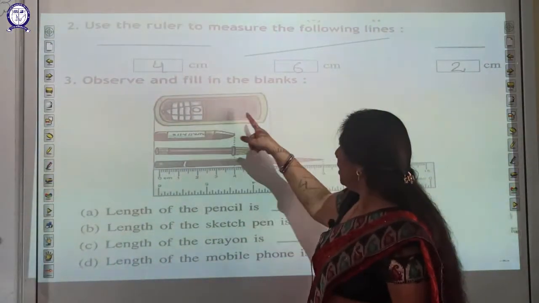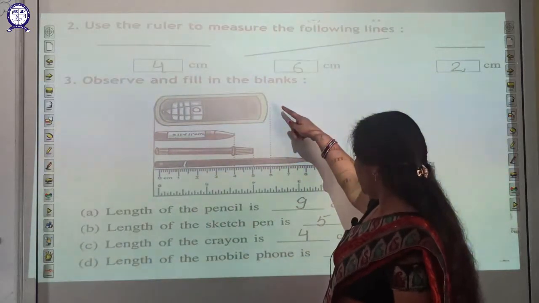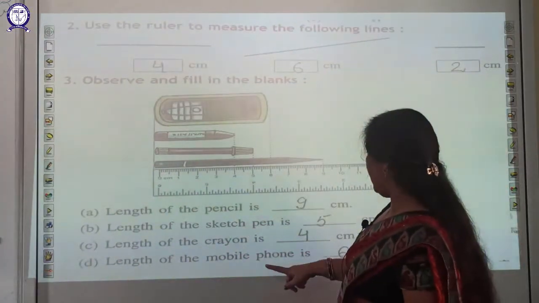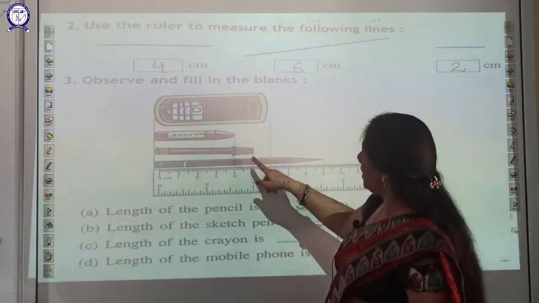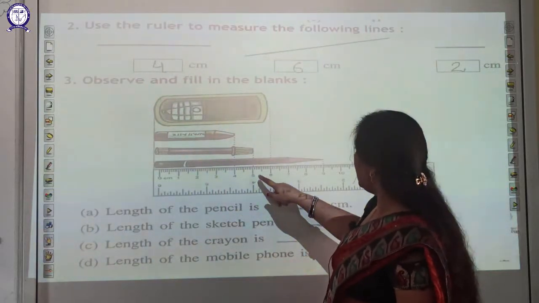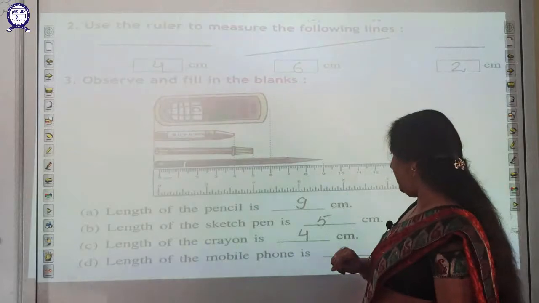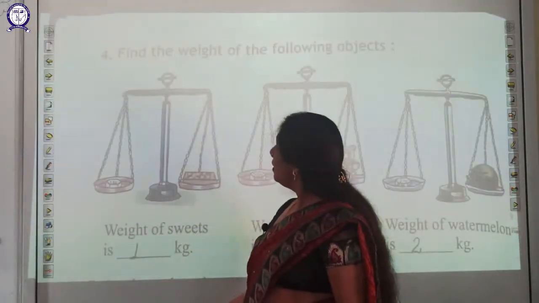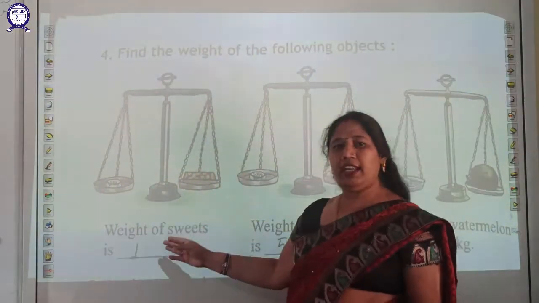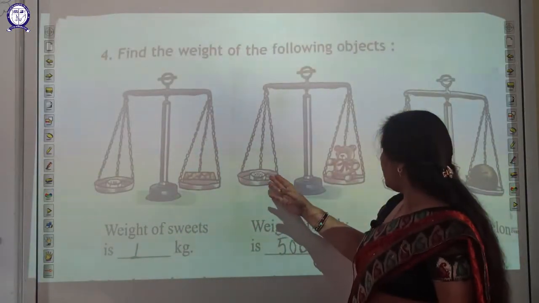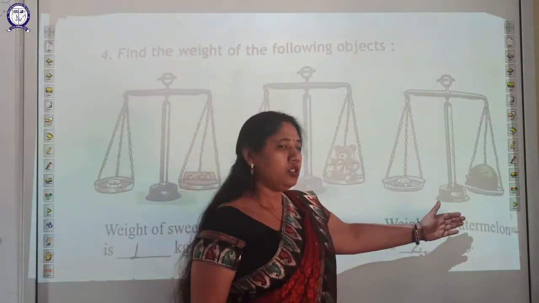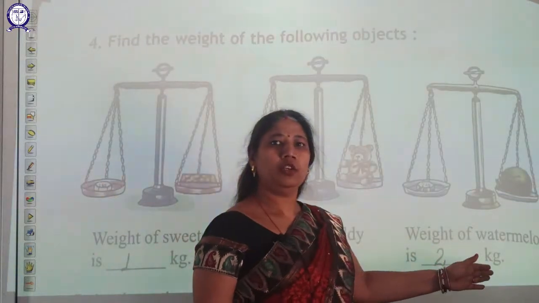Look here. Your geometry box, pencil, sketch pen, crayon and mobile phone. The geometry box is 6 centimeter. Crayon is 4 centimeter. Sketch pen is 5 centimeter and your pencil is 9 centimeter. Find the weight. So look here, there is 1 kilogram. So the weight of the sweet is 1 kilogram. Look here, 500 gram. So the teddy is 500 gram. Look here, 2 kg. So the weight of the watermelon is 2 kg.